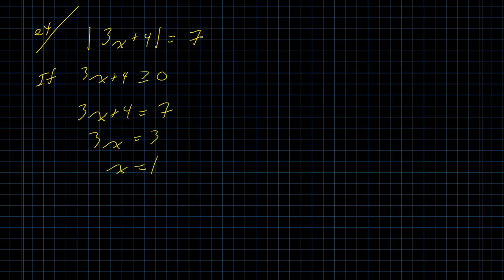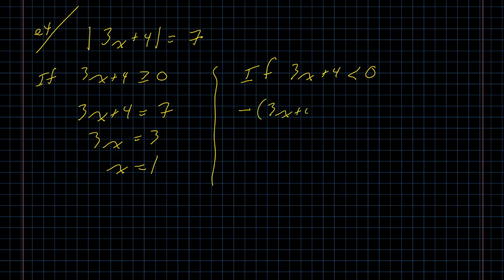And I get that the solution is x equals 1. But if 3x plus 4 is less than 0, then the absolute value of 3x plus 4 is the opposite of 3x plus 4. And I get that x is negative 11 thirds.